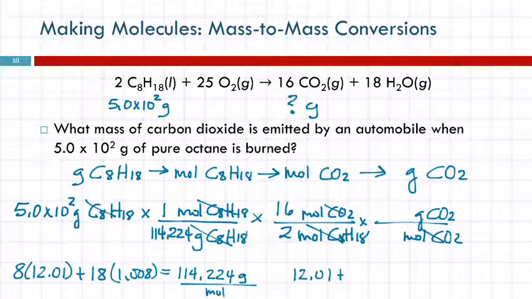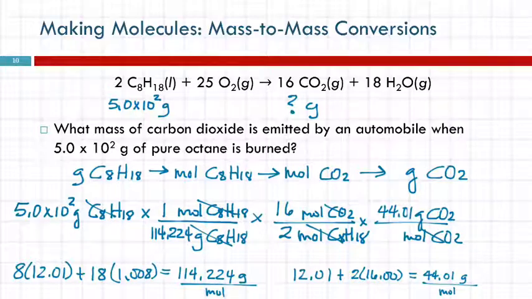So that's 12.01 plus 2 times 16 equals, and it should be 44.01 grams per mole for CO2. But do not round your molar masses any less than 4 sig figs. 44.01. Now, start at the left, go across, multiply by the top, divide by the bottom. Feel free to ignore the ones. So I've got 5EE2 divided by 114.224 times 16 divided by 2 times 44.01 equals.